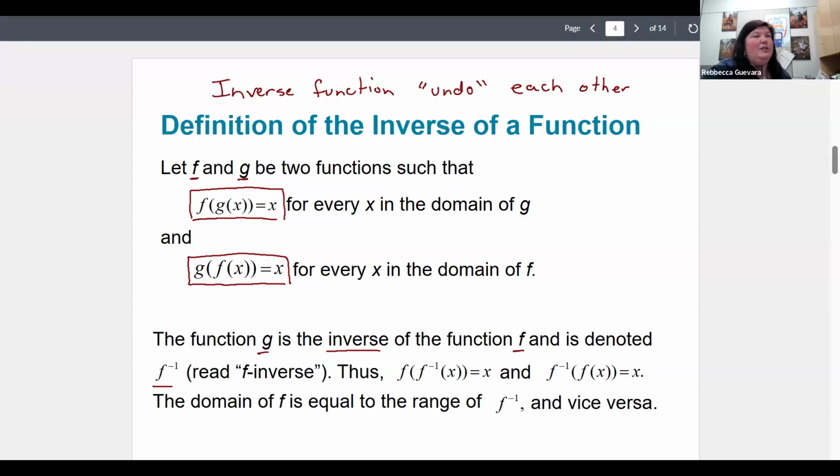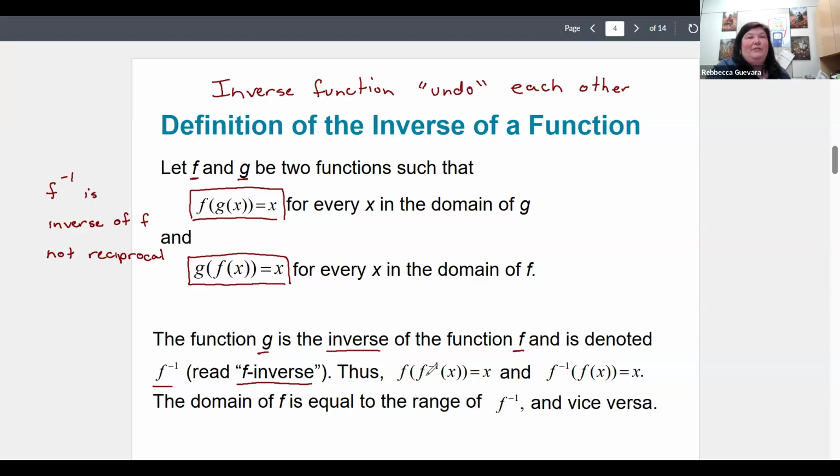So this -1 is not a power. It is a designation to say that we have f inverse. So it's just a little note. This means inverse of f, not reciprocal. Occasionally I'll see somebody come up with that and then they try to give me a reciprocal function. That's not what it is saying.